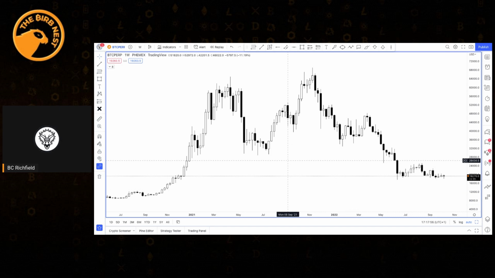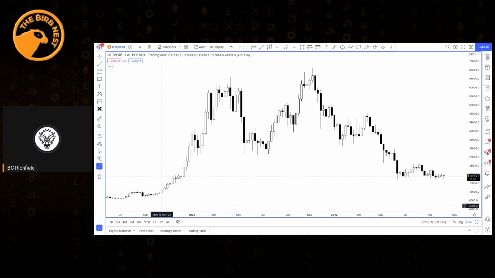We are going to take a look at Bitcoin's price action. We're coming towards the end of the week. It's coming up to about 5:30 here in the UK, which makes it 4:30 UTC. And we just want to take a look at how we're looking to go into the end of the week here.